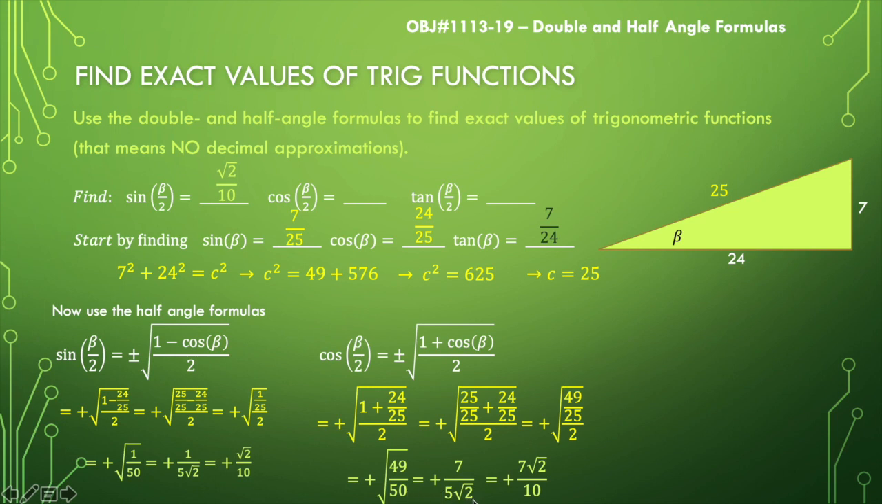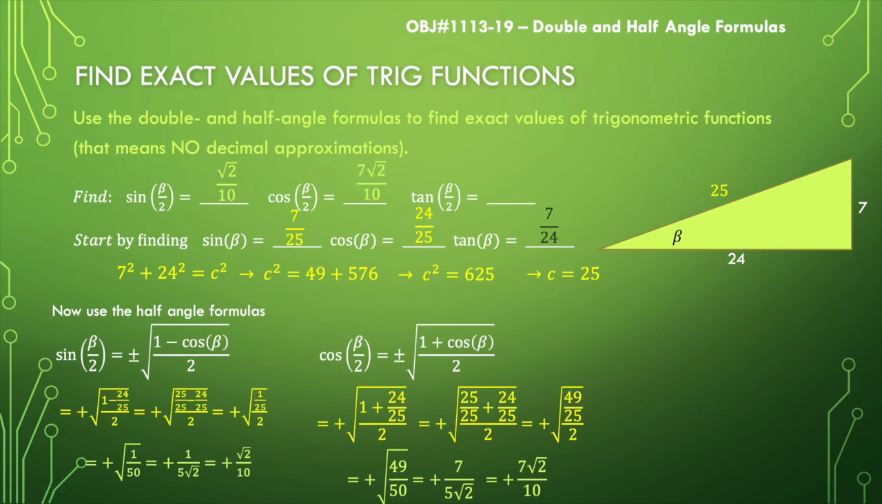And then I would rationalize that, multiply the numerator and the denominator by the square root of 2. So I'd have 7 times the square root of 2 all over 5 times the square root of 2 times the square root of 2, which is 5 times 2, which is 10. All right, so we know that now the cosine is 7 square root of 2 over 10.